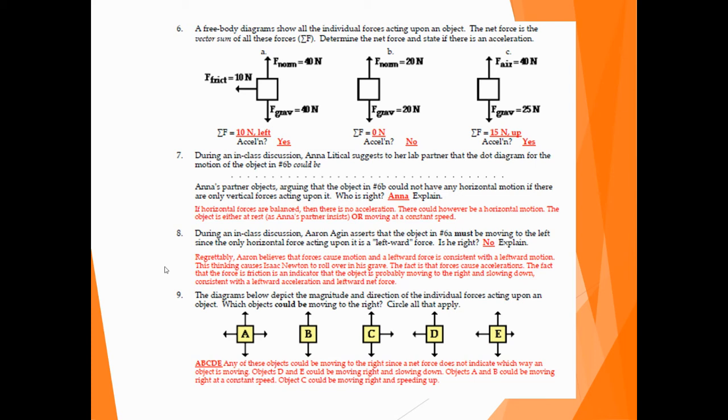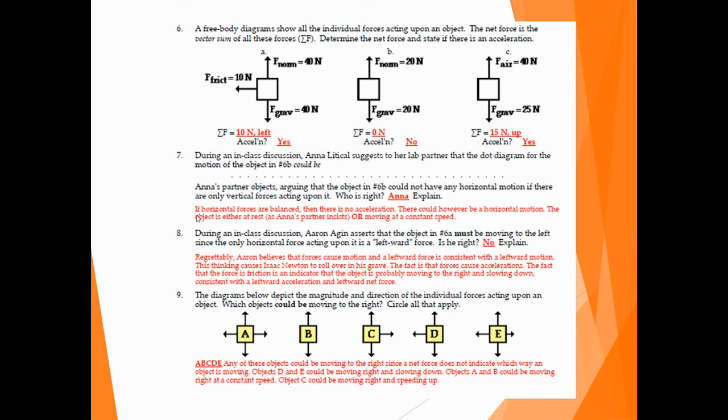The fact is that forces cause accelerations. The fact that the force is friction is an indicator that the object is probably moving to the right and slowing down, consistent with a leftward acceleration and a leftward net force." So all these details here at the end about friction, which we haven't talked about yet, is okay. You don't need to understand this. Later on, you will understand this and you'll look back on this. But just because we have a net force that's to the left does not tell us anything about the direction of motion. Again, this is a concept that most students walk into this class thinking, but it is incorrect.